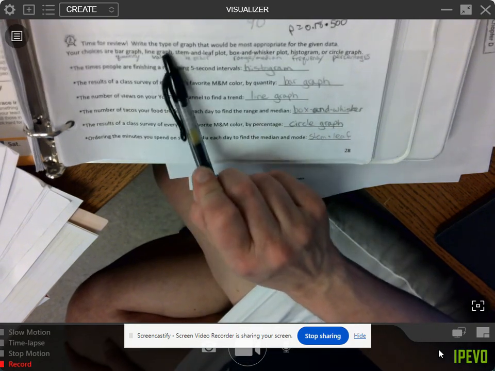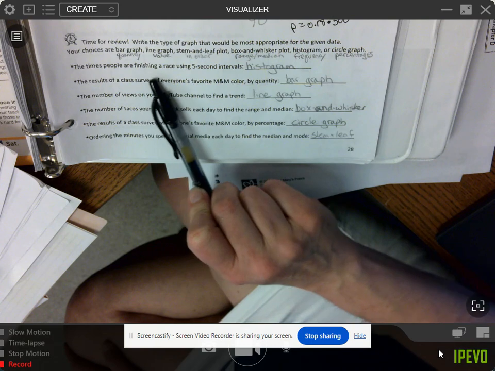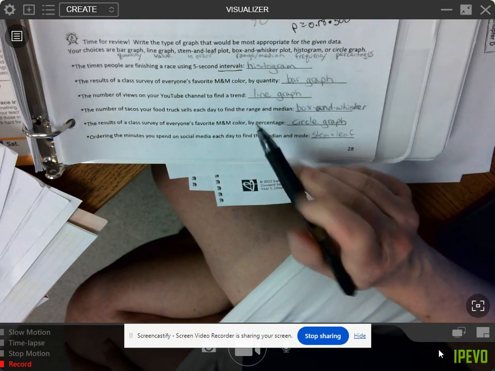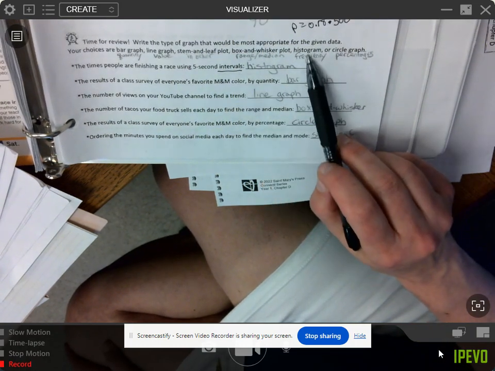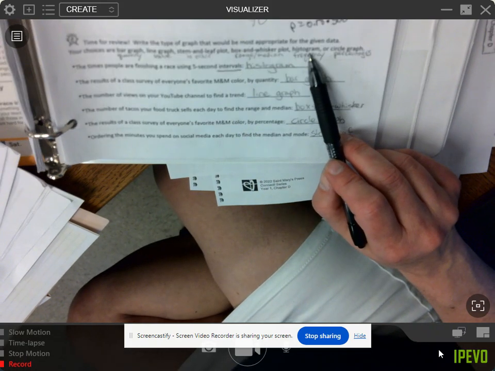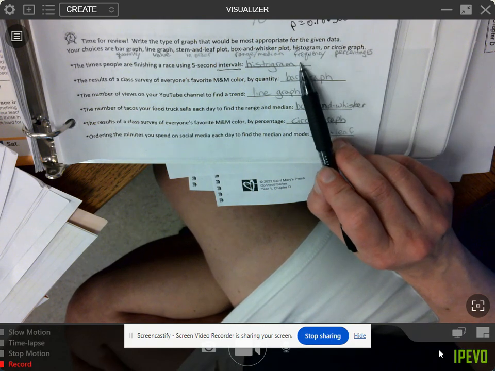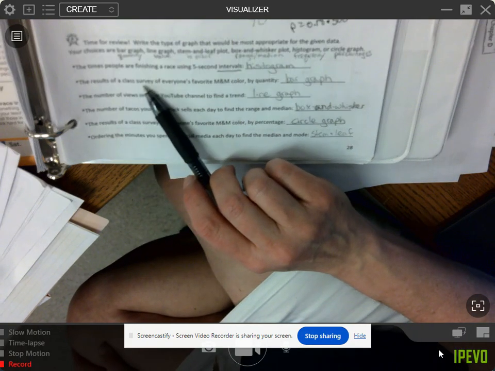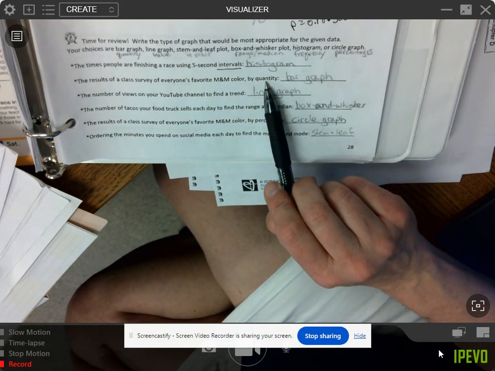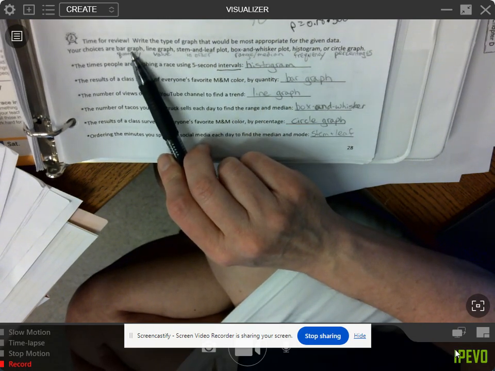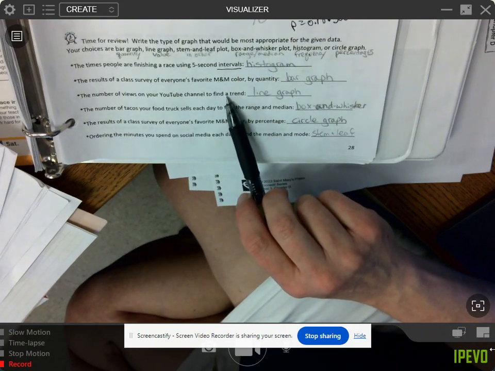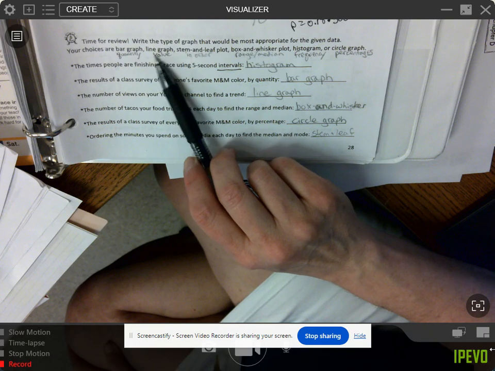So knowing what each graph is used for: the times people are finishing a race using 5-second intervals. Which of our graphs have intervals? That's the histogram. That's what frequency means. Remember, on the bottom of the histogram, we always had intervals. So I know that's the histogram. The results of a class survey of everyone's favorite M&M color by quantity. So the quantity is the bar graph. The number of views on your YouTube channel to find a trend. That would be our line graph.